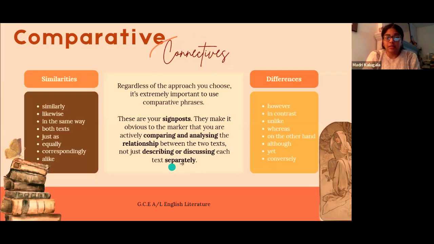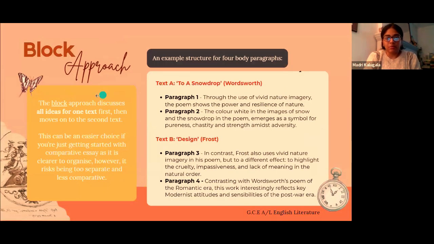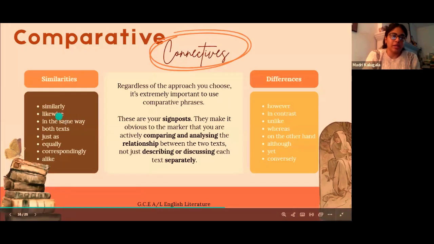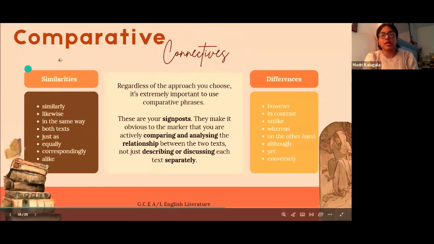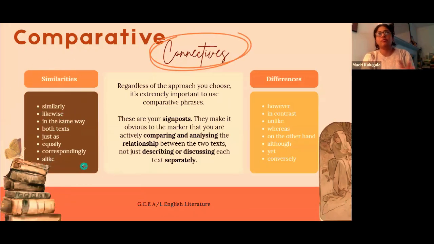Even in the integrated approach it is clear that they're connected because you have the two together. But even in the block approach, while you're discussing these, always use signposts in the middle: in contrast, contrasting, similarly, however, and, what were the other words we had here? Yes, likewise, in the same way. So the signposts for signifying similarities or comparison are the ones like these.